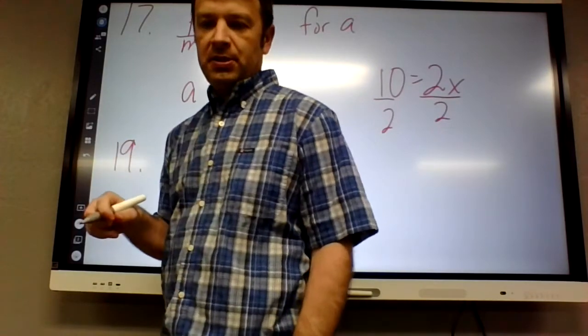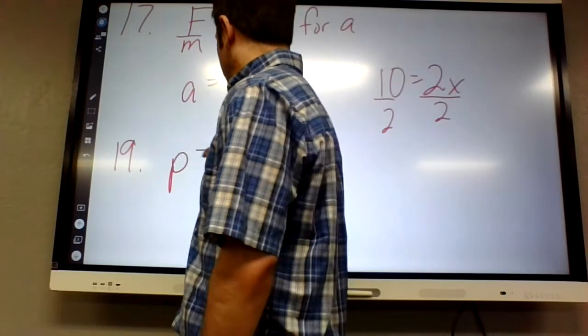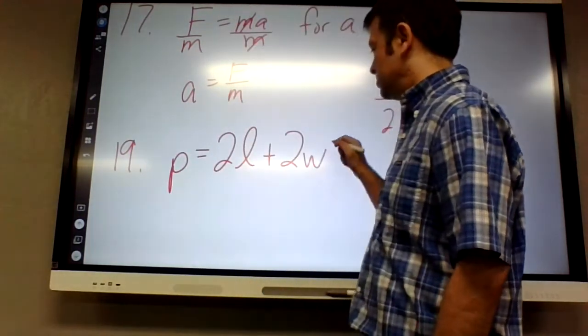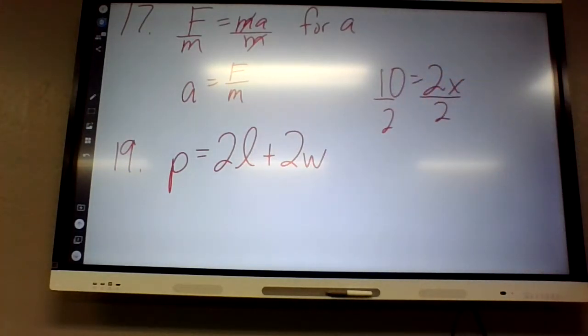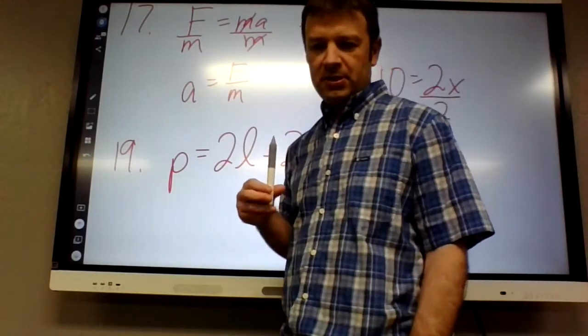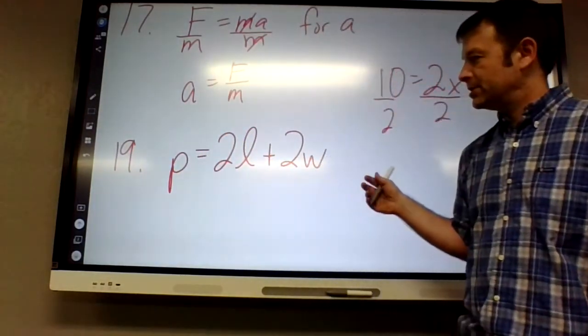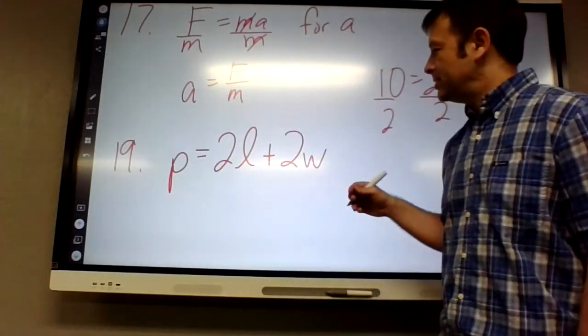Number 19. P. Maybe you guys recognize this one? I think somebody in that other class knew what it was. Anybody recognize that? Number 21. Perimeter of a rectangle. 2 lengths plus 2 widths. Anyway, we're supposed to solve for W, I think, right? How do I get W by itself?